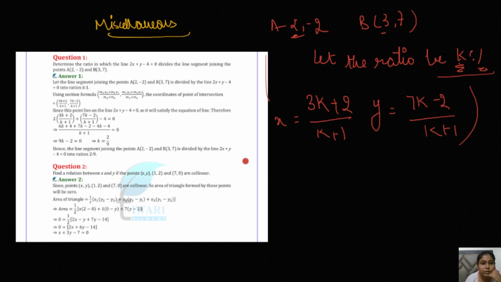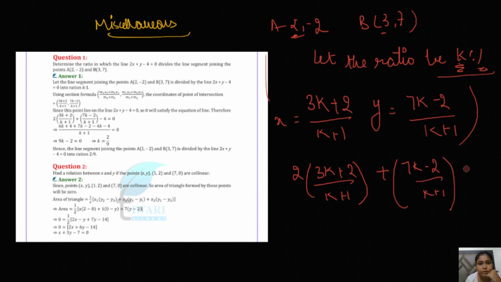So what you will do is put these, this is x and this is y, just put these values in this particular equation. You will be getting something like this: 2x plus y minus 4 equals to 0. Now solve this equation out.